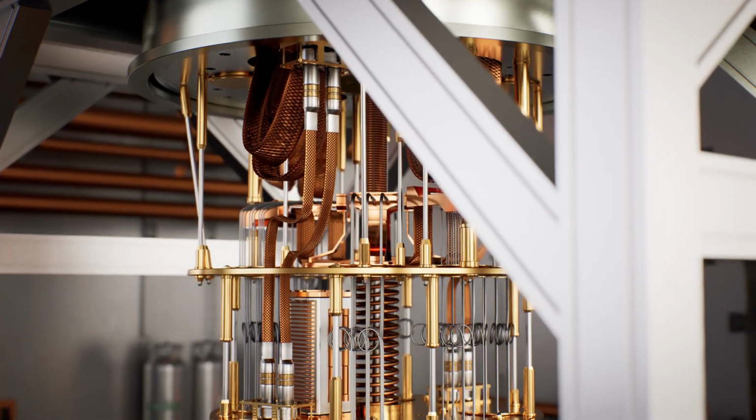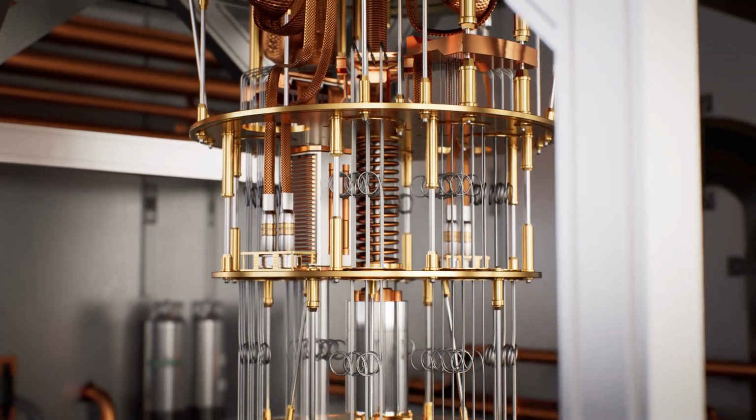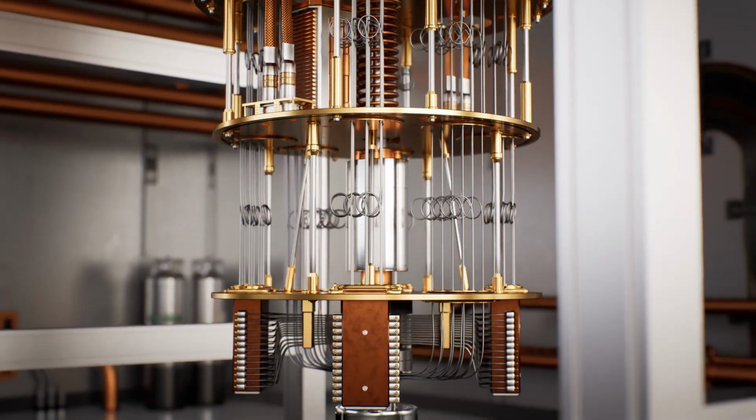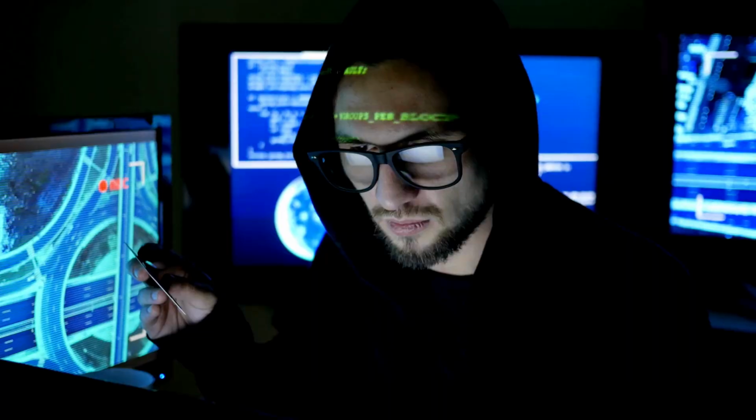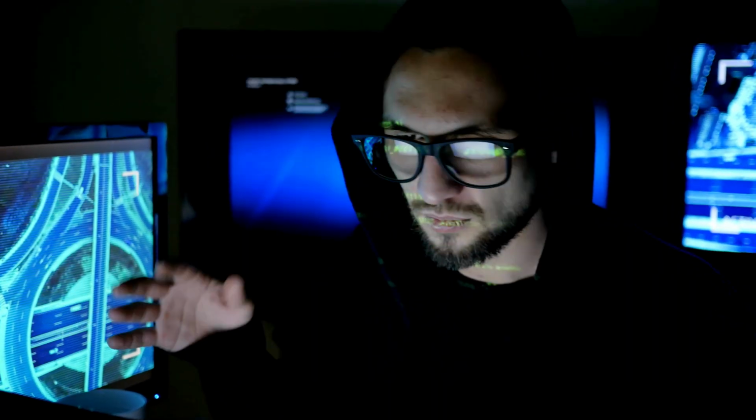So, what do you think about quantum computers? Are they the key to unlocking the future of technology, or are they too dangerous for our current security systems?